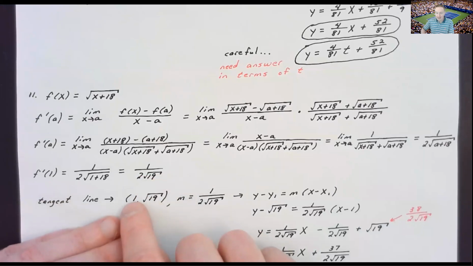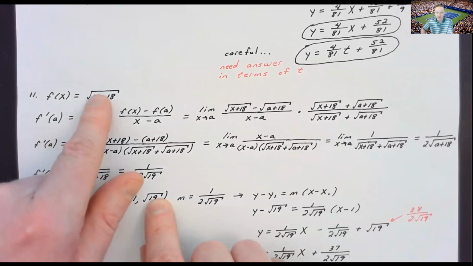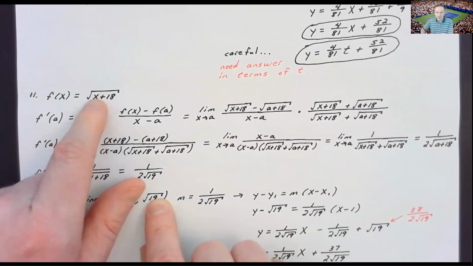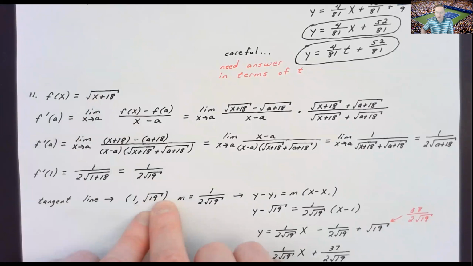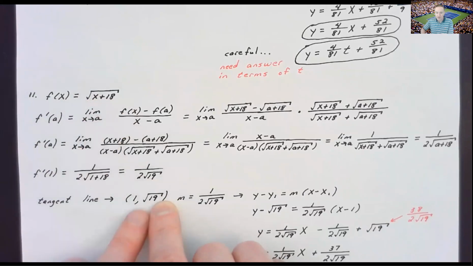I needed the tangent line. Well, the tangent line is also at the point 1. I needed the y value. So I said, well, the y value is just going to be the square root of 1 plus 18, square root of 19. So 1 was very easy to plug back into the original curve. I get my point. I already had my slope from my derivative.